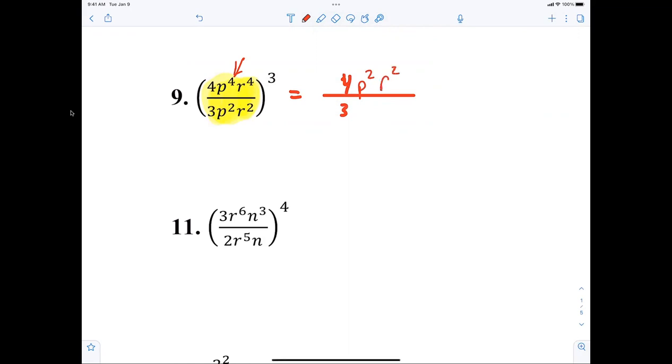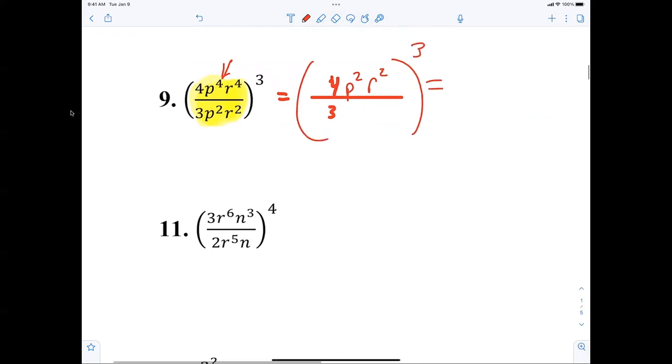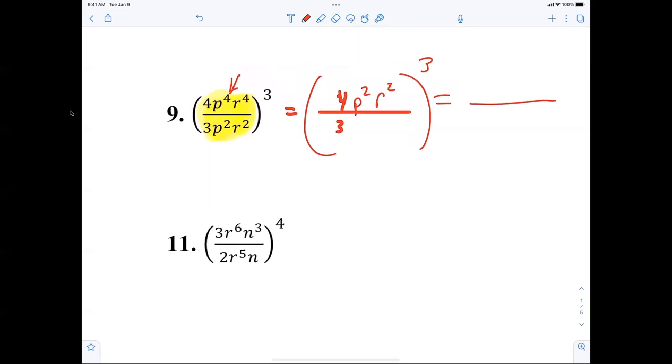So everybody write that first. Now we do the exponent. You're supposed to tell me what's 4 cubed. Do you know? 64. What's 3 cubed? It'd be 27. And then p to the 6th, r to the 6th. That's how easy it is. Power to power, multiply the numbers. P squared and r squared are exponents, and the cube is an exponent. Power to power, multiply.